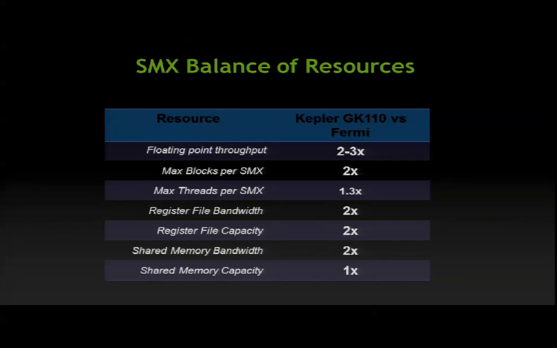Now, if you remember the previous presentation, having more blocks sitting on an SM allows you to better hide the access latency, for instance, for global memory accesses. So with more blocks being able to be resident on a streaming multiprocessor, this can potentially help you get better utilization of your chip.